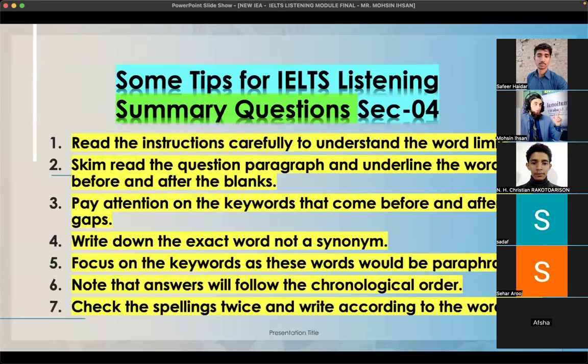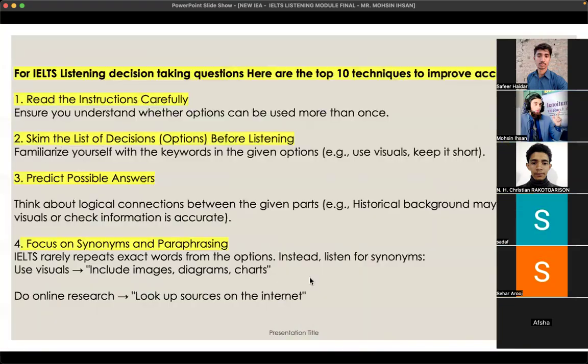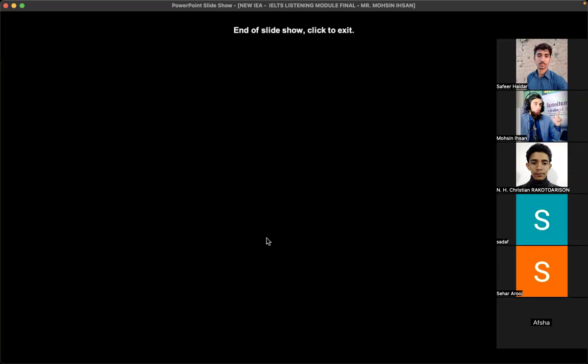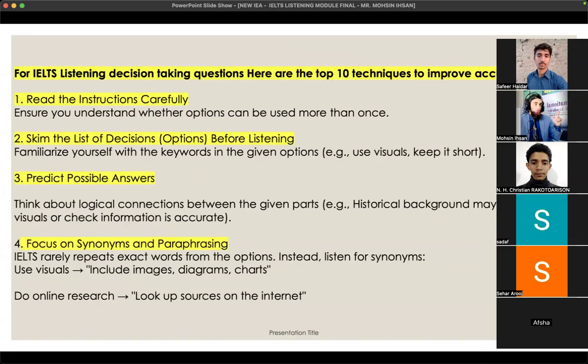After that, pay attention to the keywords that come before and after. Write down the exact word, not a synonym. Exact word we are supposed to write in the fill in the blank, not any synonym. And focus on the keyword as these words would be paraphrased. The keywords will be definitely paraphrased. And as last day we discussed in section number 3, those words were paraphrased in choosing option 2. So here also it will be paraphrased.